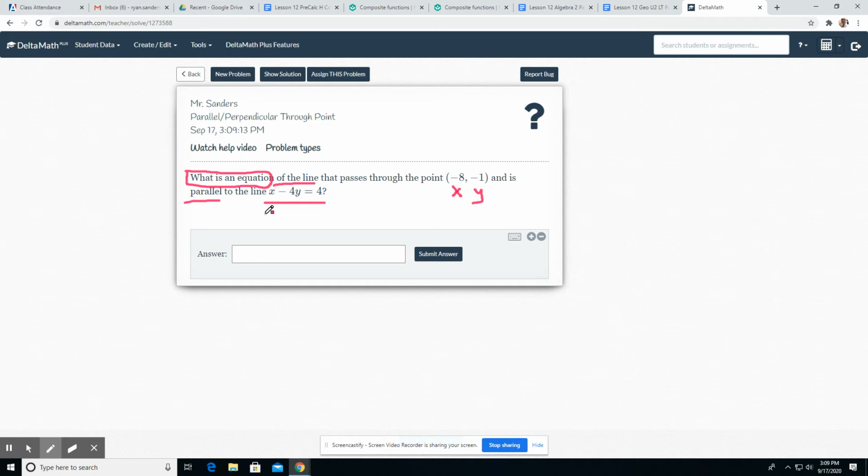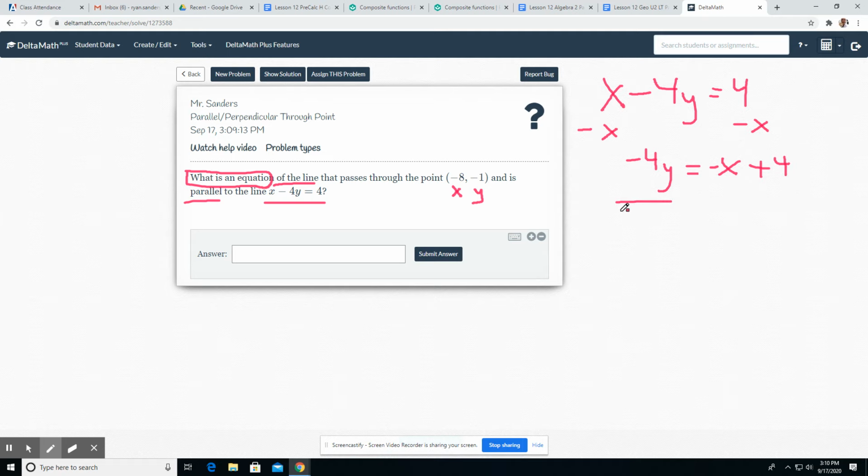Well, the first thing I need to do is find out what the slope is of this equation, and it's not in slope-intercept form. So I need to make that equation into slope-intercept form so I can see what the slope is. Basically, we're solving for y here, so I'll subtract x from both sides. Move everything that's not attached to y over first. Make sure the x comes first.